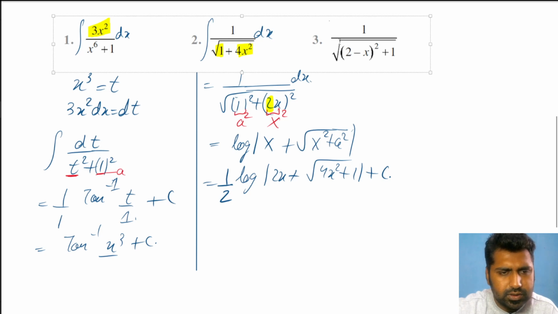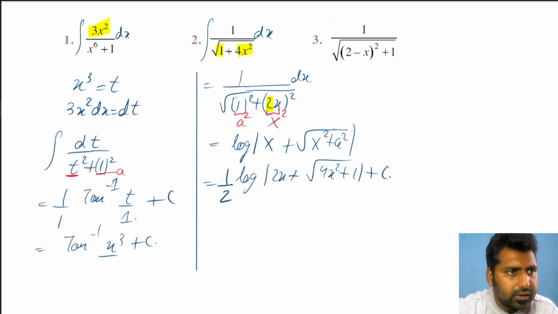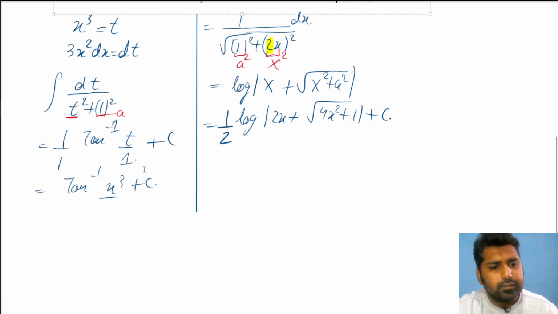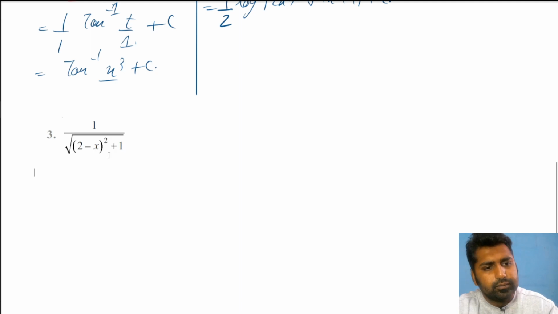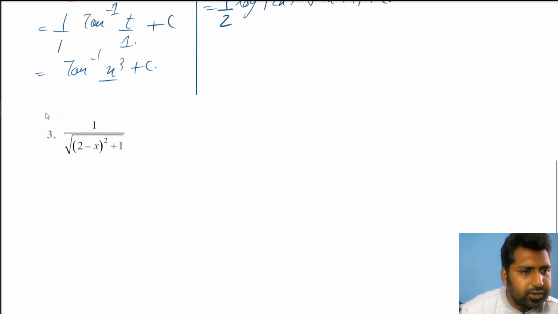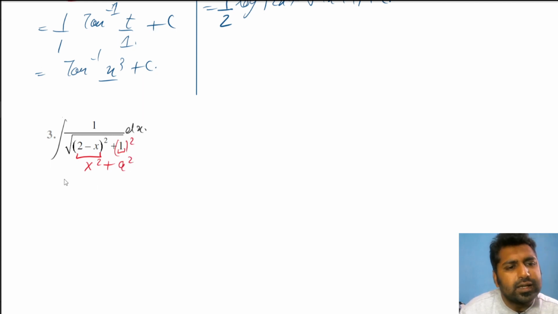I'll get to the third question separately. Let's leave it. Let's look at the third one. So integration dx. This time this is your capital X square, and 1 can be written as 1 square, so a square. So a is 1 clearly, and your capital X is 2 minus x.